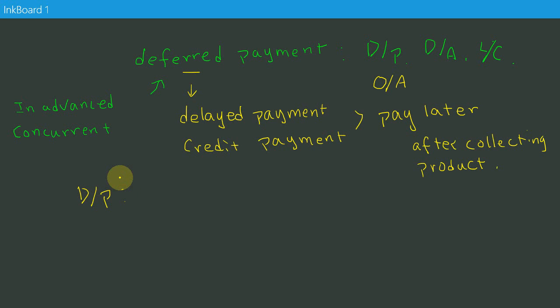Okay, DP is document against payment. This is a quite familiar explanation, a familiar name. Document against payment. Yes, we have seen this just before at CAD.